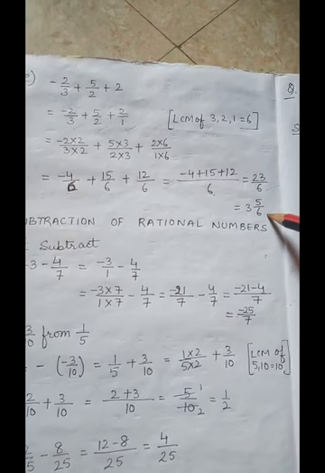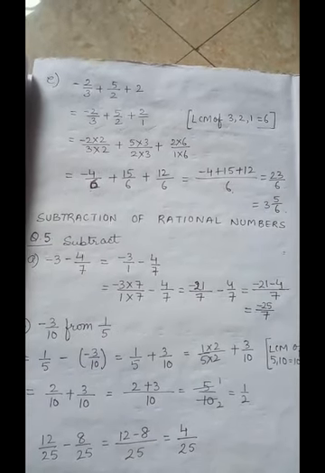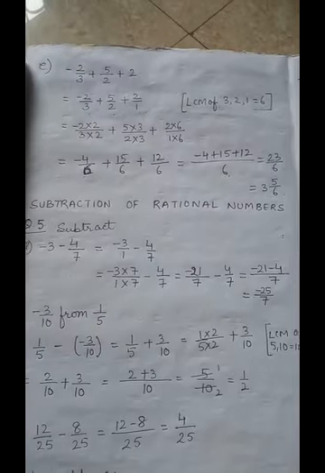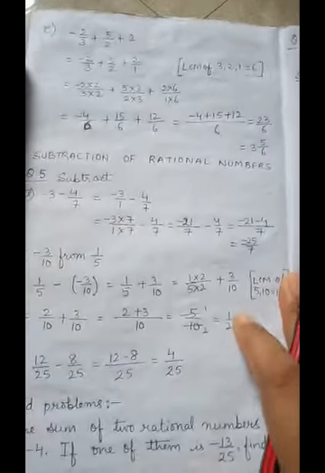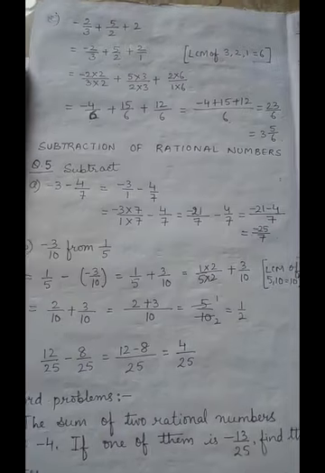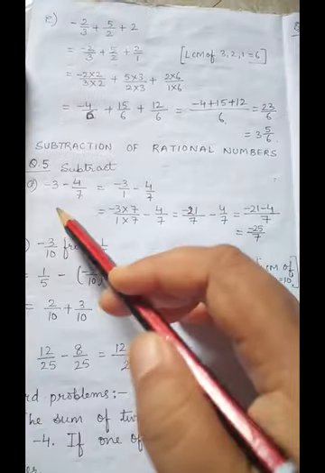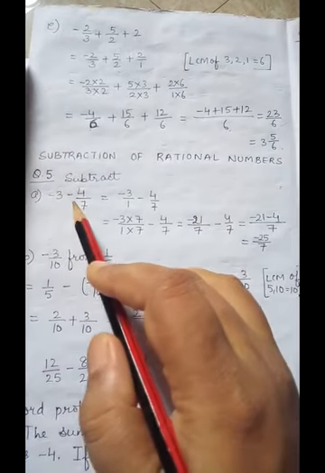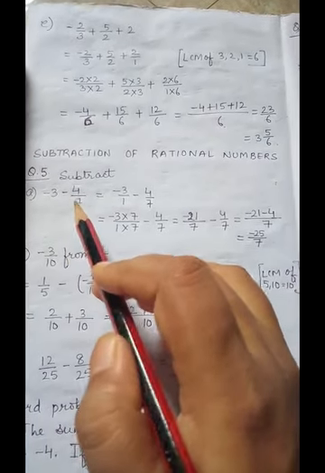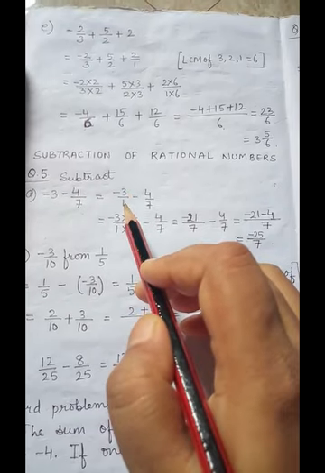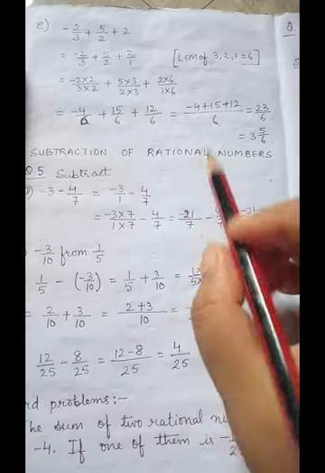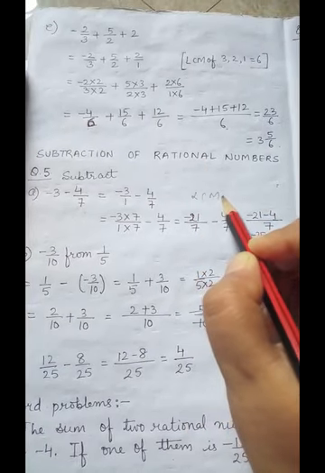Next, we will discuss subtraction of rational numbers. Same as we have done in case of addition, we will do the subtraction also. Here 3 is there, only 3, minus 3 minus 4 by 7. So children, minus 3 means minus 3 upon 1 minus 4 upon 7. So 7 is your LCM over here. LCM is equal to 7.